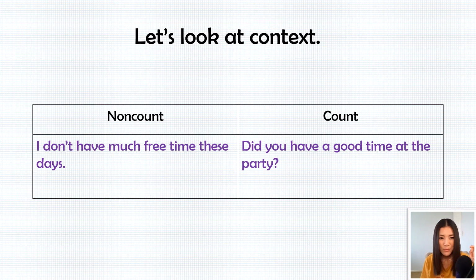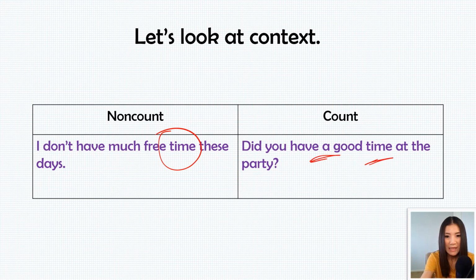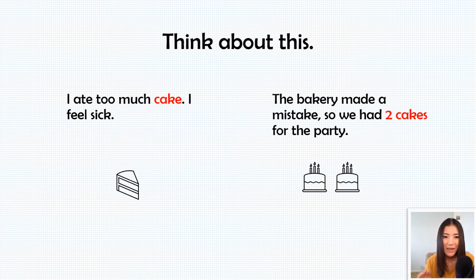Let's look at one more example. On the left, it says, I don't have much free time these days. Here, it is a non-count noun, the word time. Just overall, I don't have that much time. On the right side, it says, did you have a good time at the party? A good time, we're using it as a count noun. Here, I'm asking if you had a good experience at the party, right? So even though it's the same word, time, depending on how you use it, it will either be non-count or count.